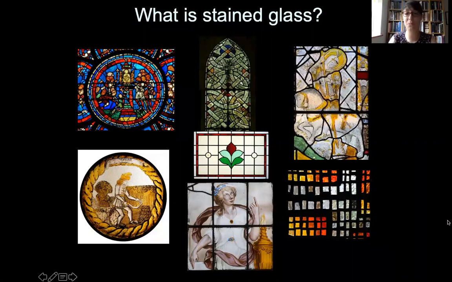But first, I thought it might be helpful to answer a few key questions. And the first is one that people are often a bit confused about, actually. What is stained glass? The pictures that I'm showing you here are all different types of stained glass, painted glass. And we call stained glass an umbrella term. So every single one of these pieces is stained glass, although the term is a bit misleading.